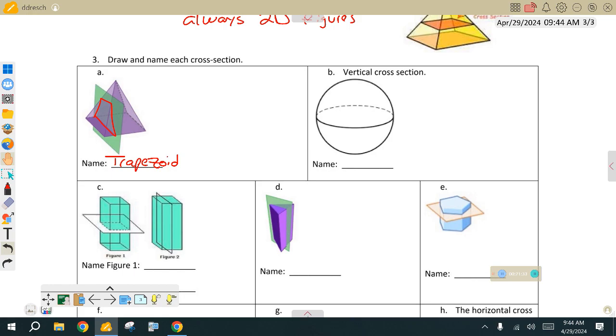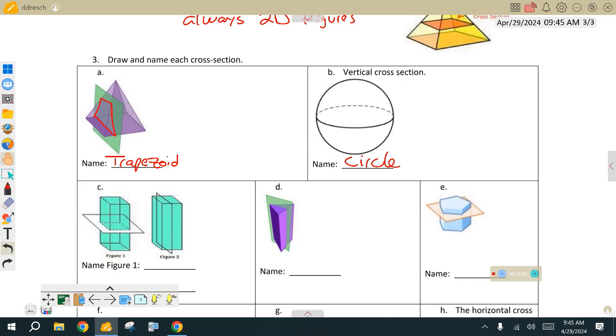Okay, we got ourselves a sphere. If you were to cut that sphere with a horizontal or vertical cross section and open it up, what type of cross section do you see there? It's a circle, right? So cross sections are not necessarily too difficult, but some of them can get a little awkward to see.